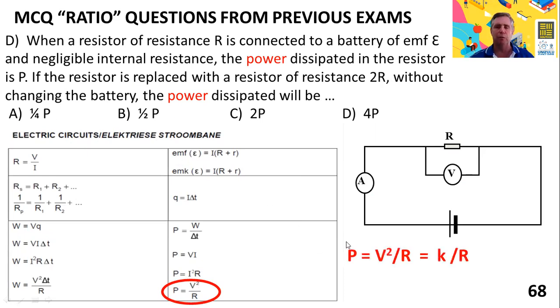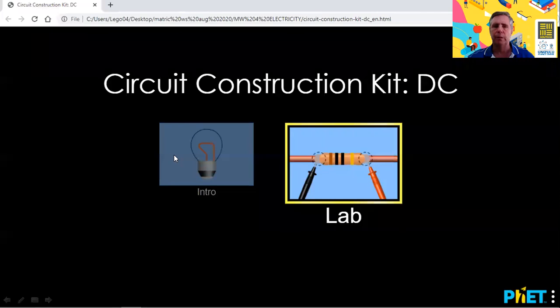So power equals V squared over R. Because voltage is a constant, you can just say K over R. It's inversely proportional to resistance. And therefore, the answer is going to be half P. If R becomes double, power becomes halved. You can confirm these with the circuit construction kit. We talked about this in the Ohm's law and internal resistance videos, and I encourage you to use this fantastic PHET simulation to build a circuit and confirm these for yourselves.